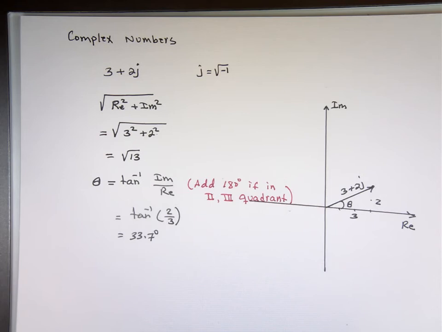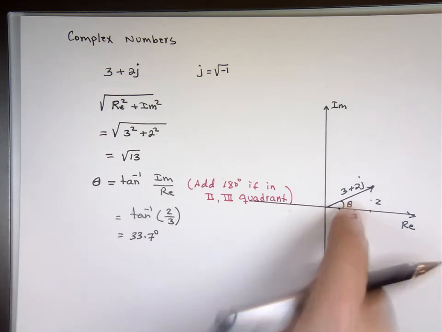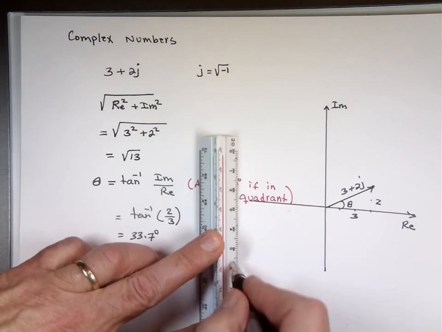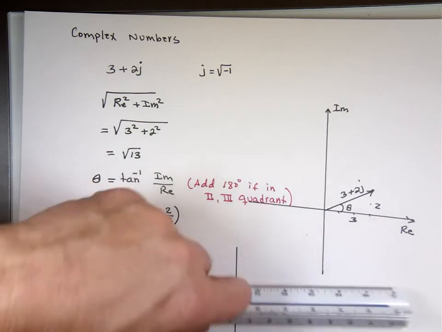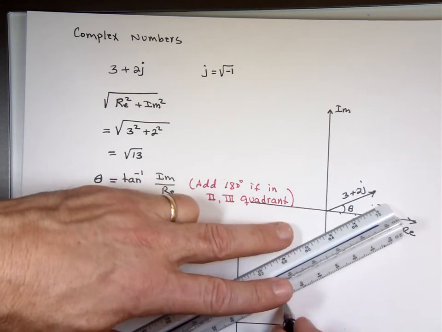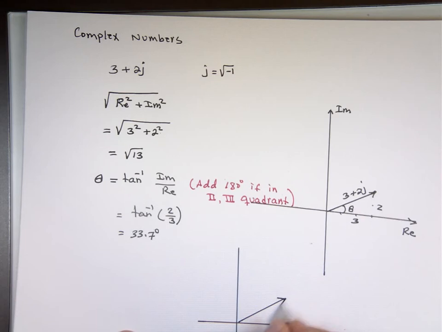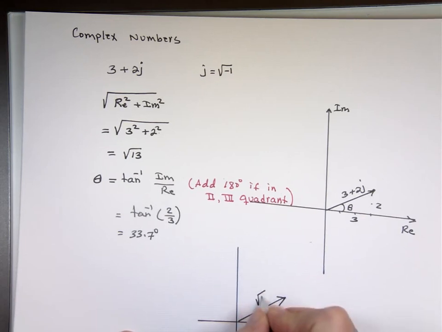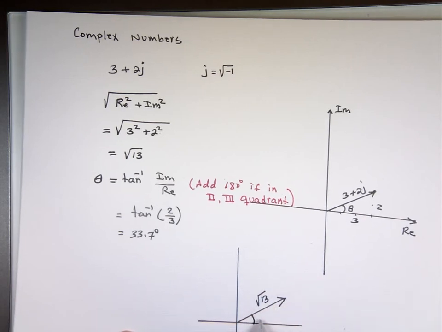So again, this vector, if you don't want to write that in rectangular, you can write it in polar. You can say we have a vector, it's the same vector, that has a magnitude of the square root of 13, and it has an angle of 33.7. We love polar. When you're multiplying and dividing complex numbers, polar is the best way to do it. Much faster and easier.